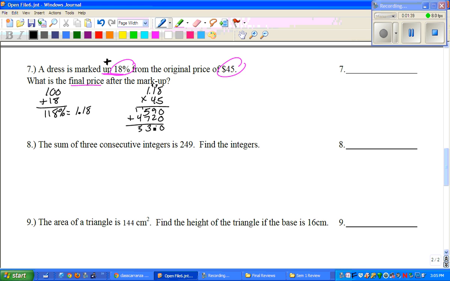No, because we have 2 numbers behind the decimal. They paid a total of $53.10. So does that make sense that if it's marked up by 18%, it's going to be more than 45, but not too much? Okay.